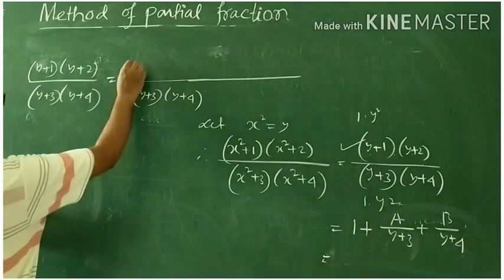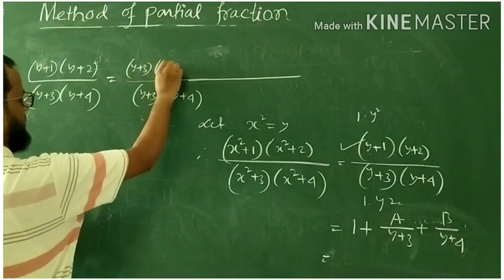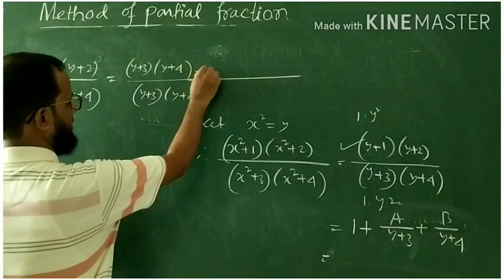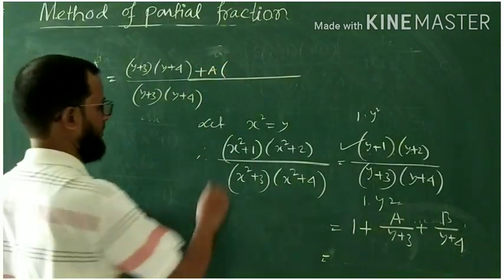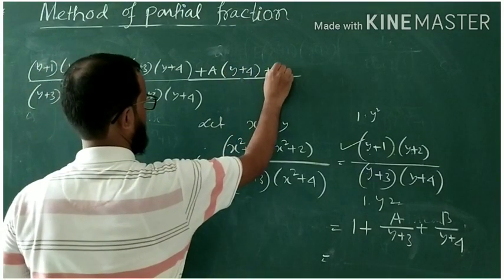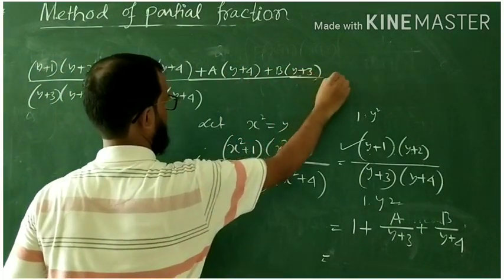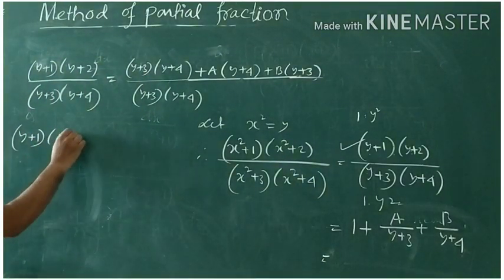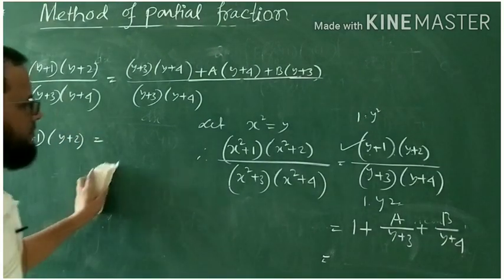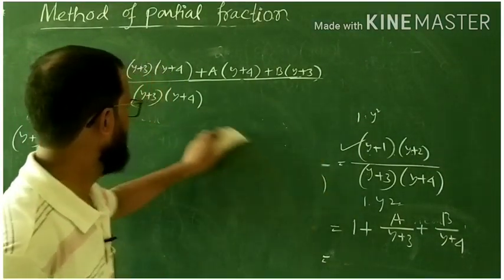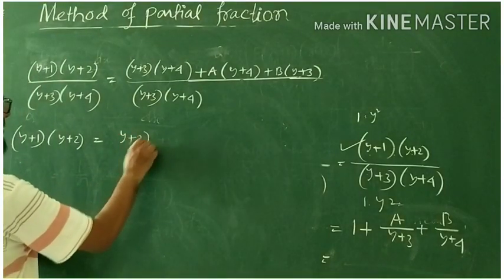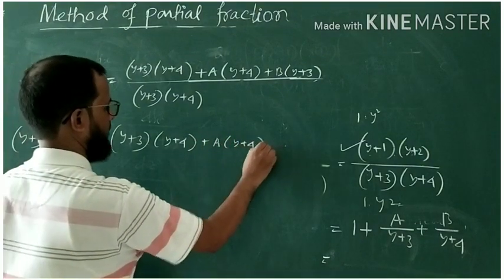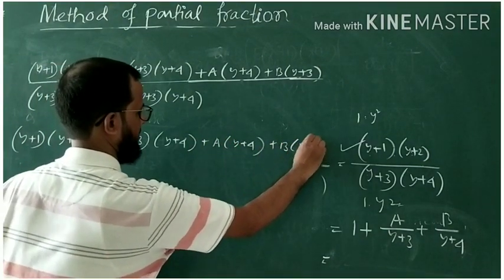Numerator will be y plus 3 into y plus 4, 1 के साथ multiply हो जाएगी, LCM multiply होगा कि नहीं? और A के साथ क्या multiply होगा? A into y plus 4 और B into y plus 3, ओके। So what is the numerator in the left hand side? y plus 1 into y plus 2, and right hand side में numerator क्या है? y plus 3 into y plus 4 plus A into y plus 4 plus B into y plus 3, okay.